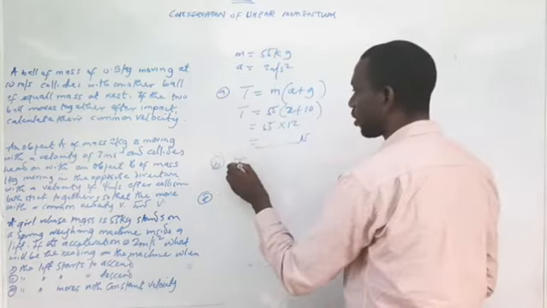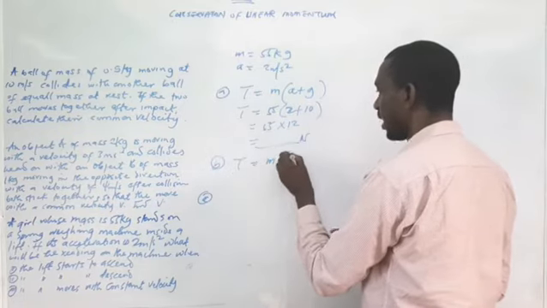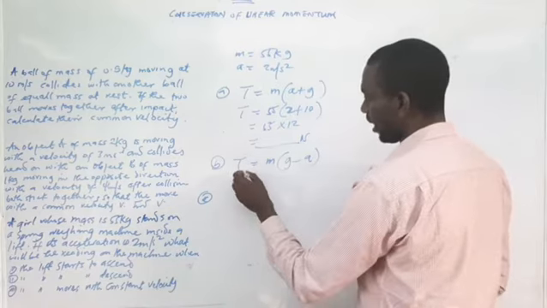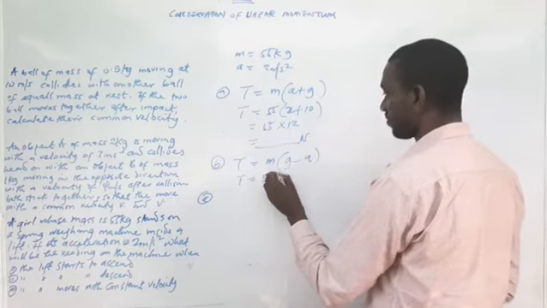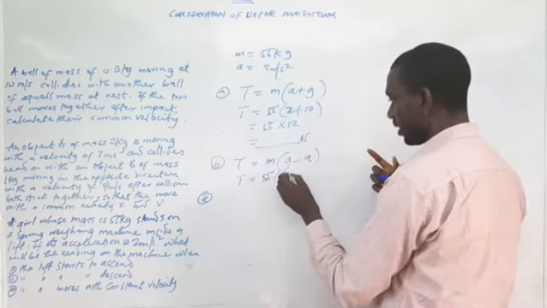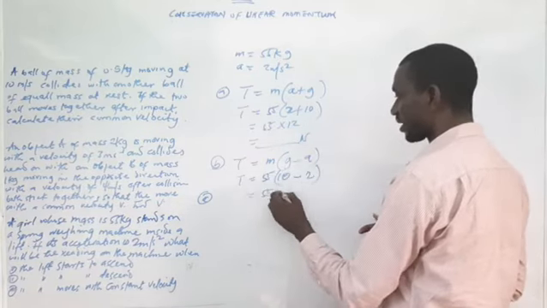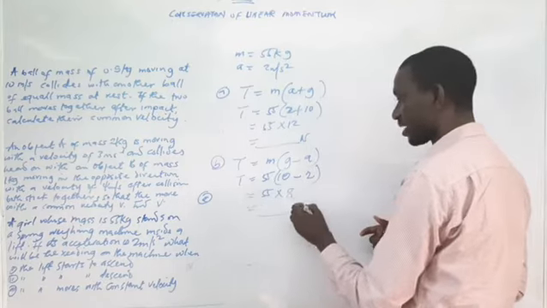Then when the lift is coming down, we have gotten the formula to be M times G minus A. That's T equals, what's your 55? What is your G? 10. And what is your A? 2 meters per second squared. So you have 55 times 8. You get your answer in Newton.